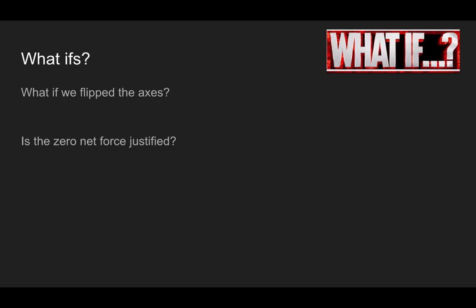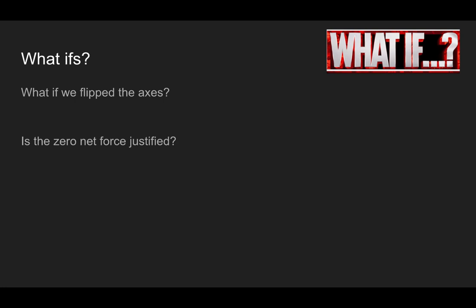So, what ifs? What if we flipped the axes? If we flipped the axes, the results would be the same, except for the fact that the slope of the position versus time graph would move constantly in the positive direction and not the negative. However, the results would end up being the same, seeing that the model overpredicts and does not consider friction and other forces on the ball.